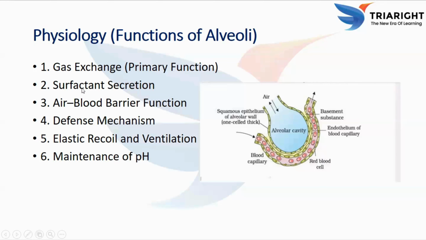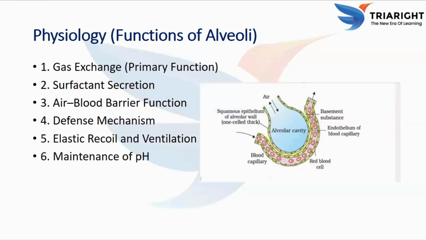Coming to the second function, surfactant secretion by the type 2 pneumocytes you discussed in the previous slide. Inside the alveoli, they secrete a chemical called pulmonary surfactant. What does this do? It reduces surface tension, and this prevents the alveolus from collapsing during exhalation. Same like soap on bubbles.